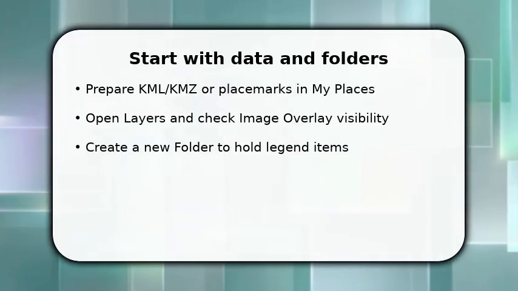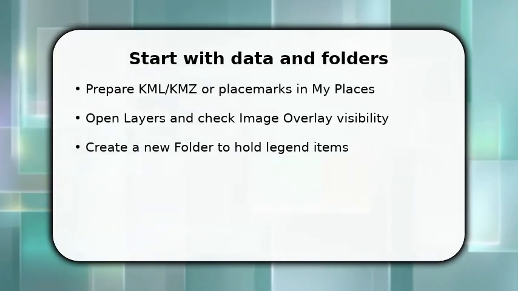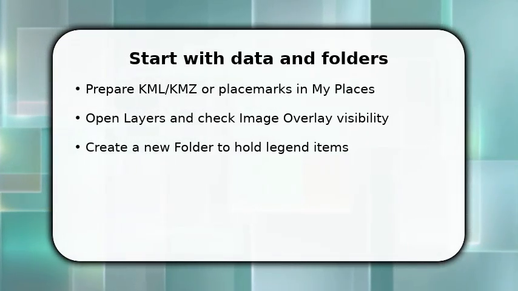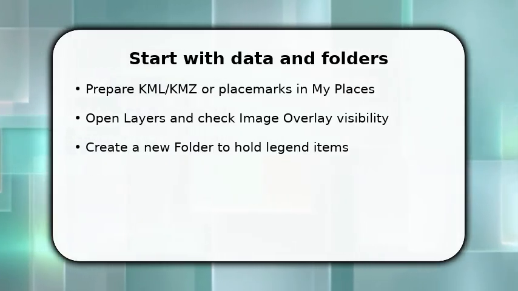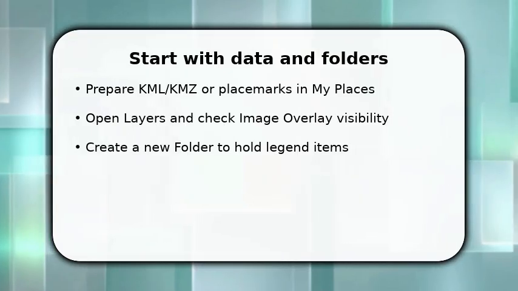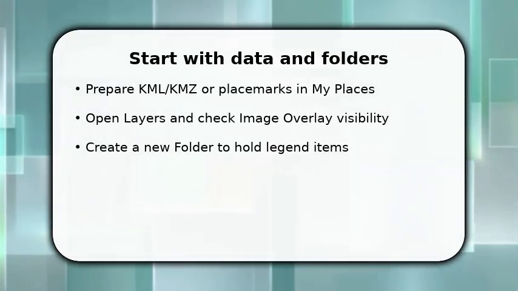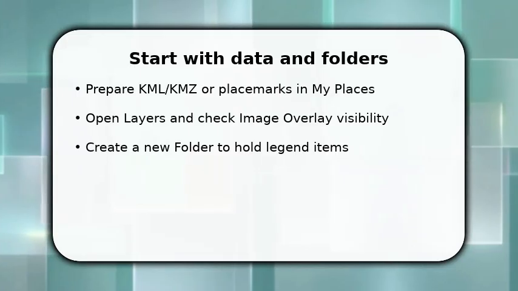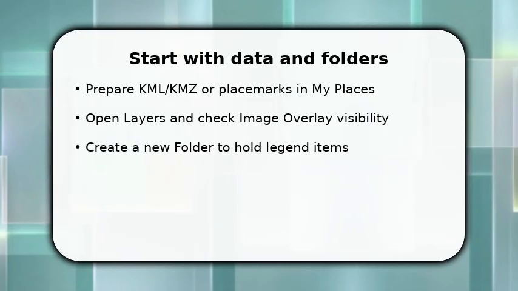You begin by organizing what the legend will explain: layers, place marks, and overlays. First, create a new folder in My Places and name it Legend, because Google Earth Pro uses that structure to group items visually. Then drag the relevant place marks, polygons, or image overlays into that folder so you can toggle them together. Once done, turn on the folder to preview visibility.